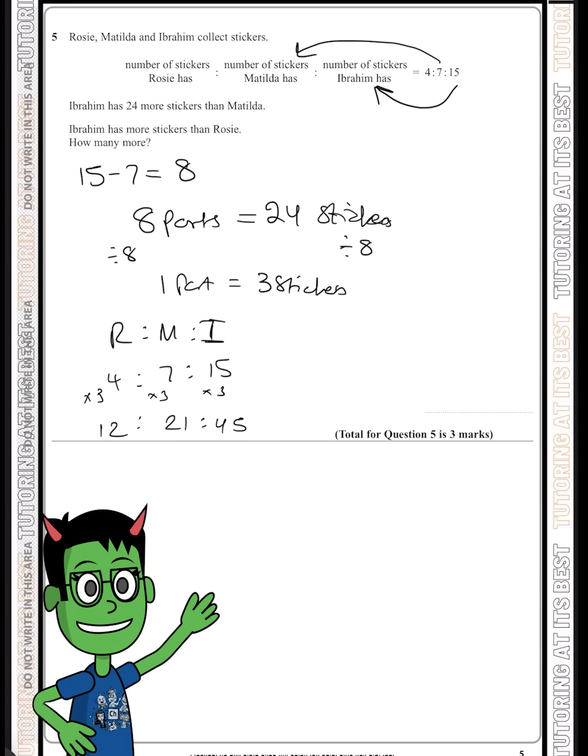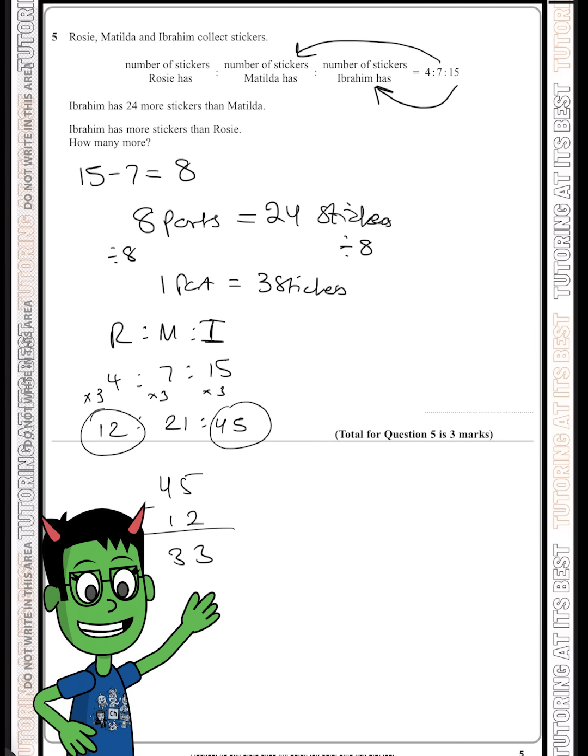So now we've done that. It states how many more stickers does Ibrahim have than Rosie? So all we have to simply do is go ahead and subtract 12 from 45. And that there would give us 33. And that is our answer.